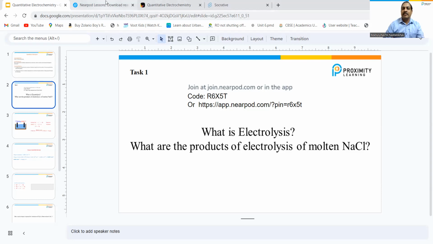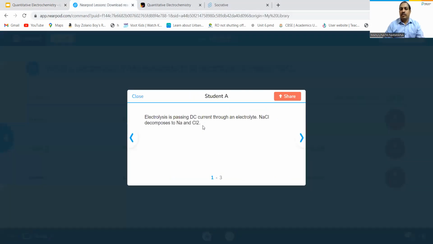So let us look at the answers. So student A, electrolysis is passing direct current through an electrolyte. Perfect. Yes. So electrolysis requires direct current. It does not happen with alternating current. However, student A, what happens when you pass direct current through an electrolyte? Yes, you said it. So the electrolyte will undergo decomposition. And sodium chloride decomposes to sodium and chlorine upon electrolysis. Perfect. Good job, student A.